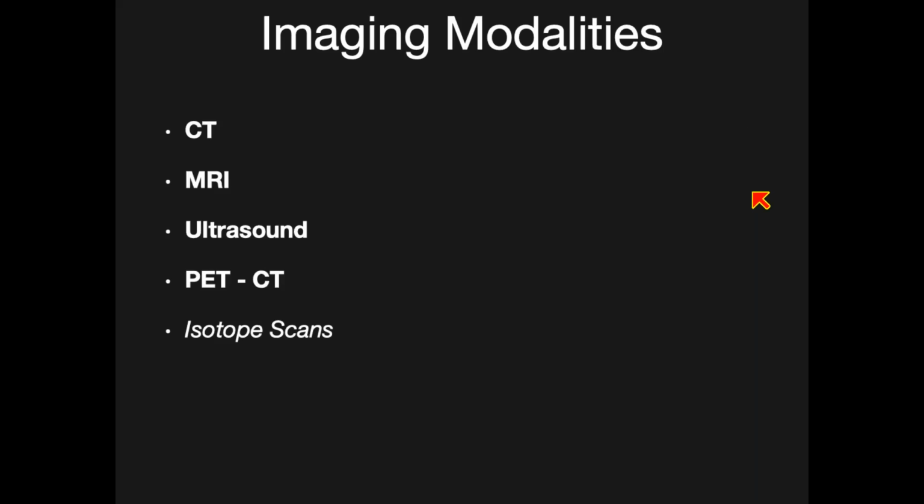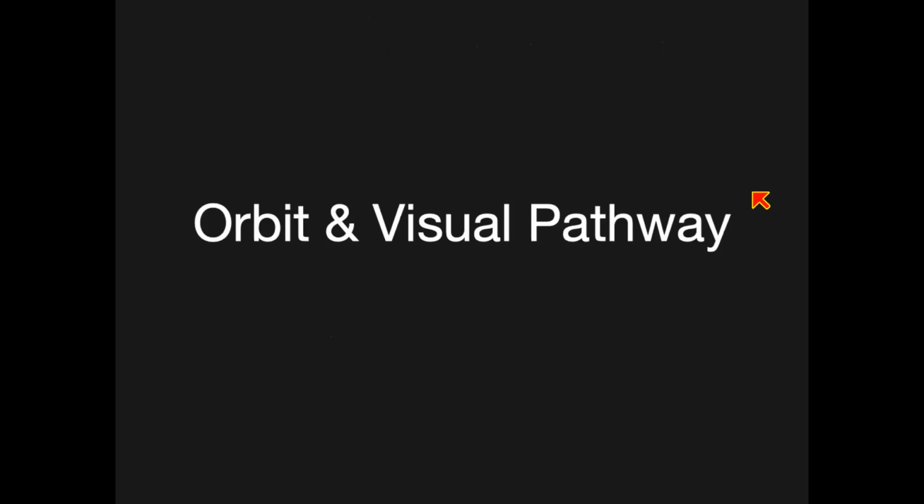We routinely use CT and MR in the orbit, sinus, and temporal bone context. Ultrasound is very useful to look at the soft tissues of the neck, and is more useful in image-guided procedures. PET-CT in the cancer context, and rarely do we use isotope scans.